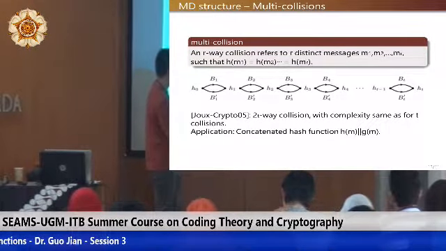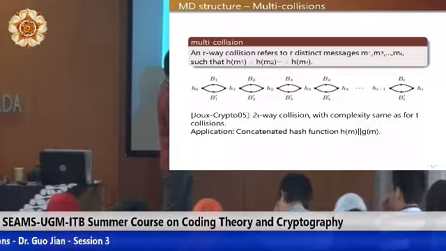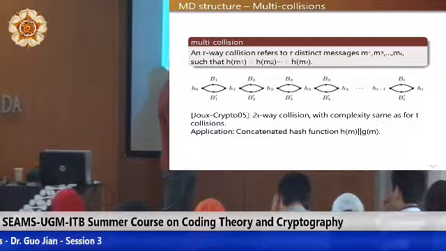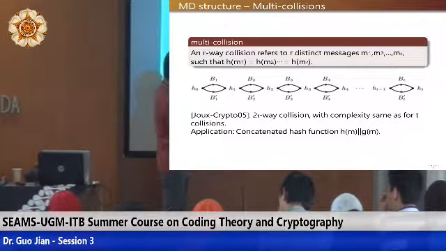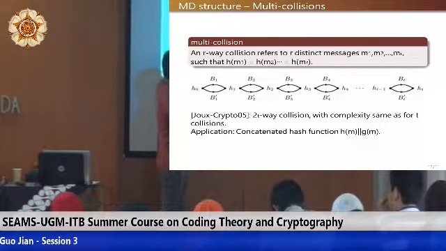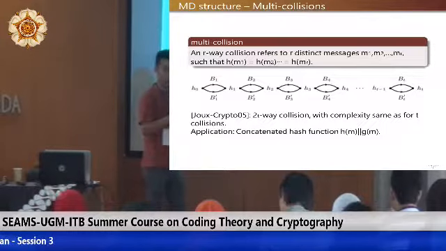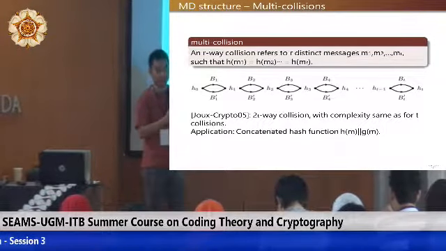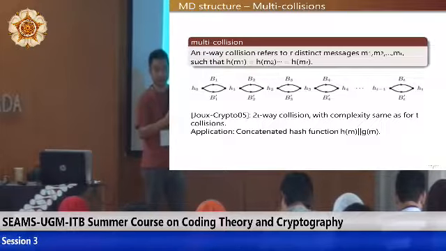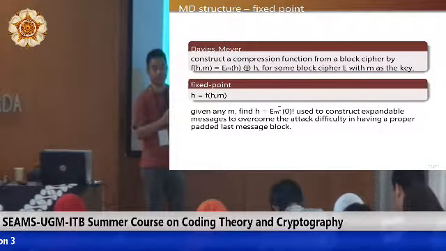fixed point. Why? Because H is the plaintext of the ciphertext 0. So if you input H here, the ciphertext will be 0. So this thing will be 0. 0 plus H is H itself. So with H as the input and H as the output as well, the H doesn't update. So that is what we call a fixed point, meaning input and output are the same.